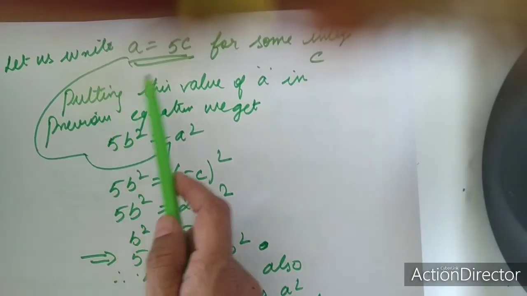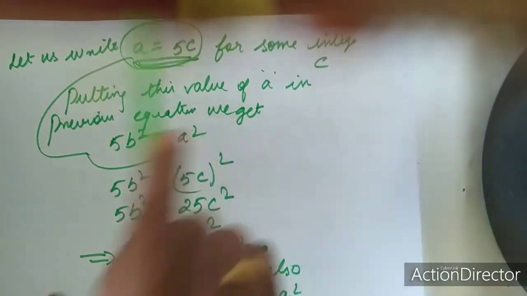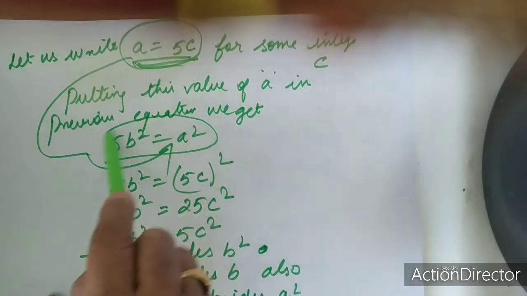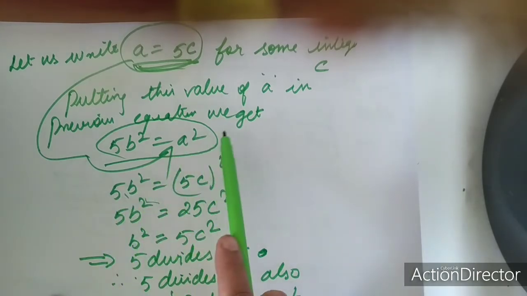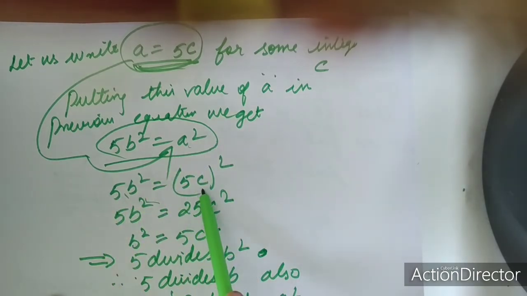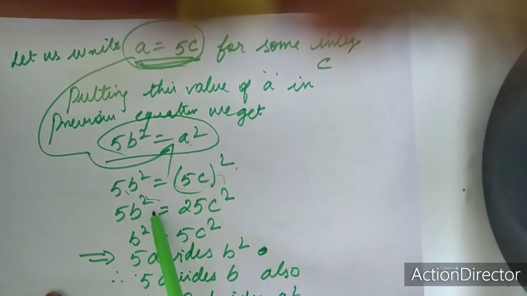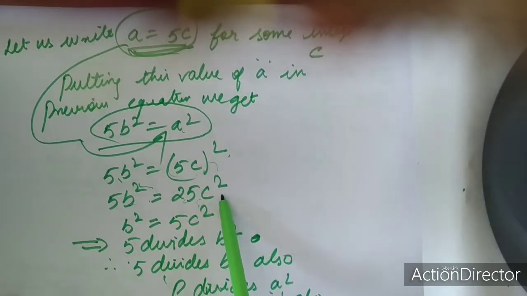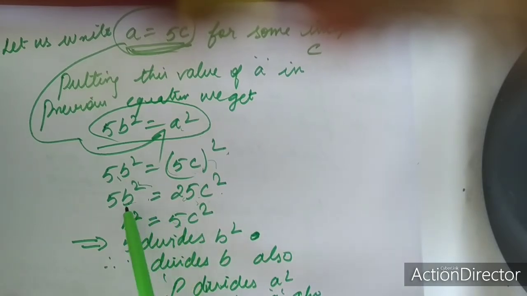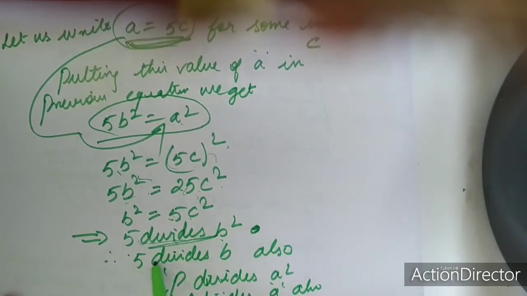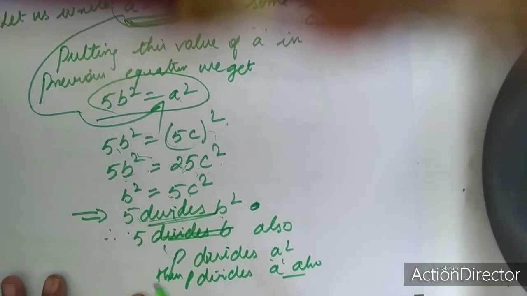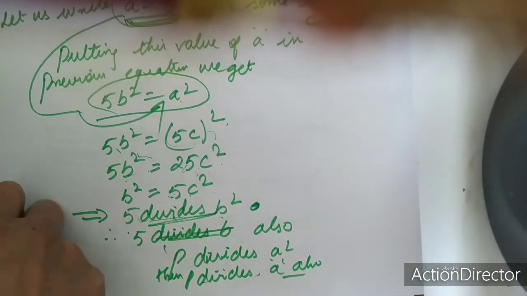What you are doing over here, let me repeat these steps. I am going to put the value of A as 5C in this equation. 5B square is equal to A square. So 5B square is equal to, in place of A square, write 5C whole square. So 5B square is equal to 25C square. B square is equal to 5C square, as 25 gets cut by 5. Implies 5 divides B square. If 5 is dividing B square, then 5 will divide B also, based on the theorem.